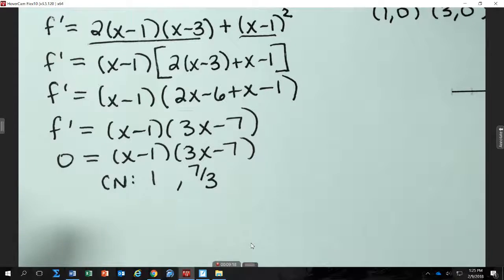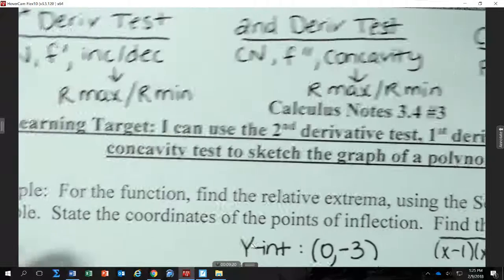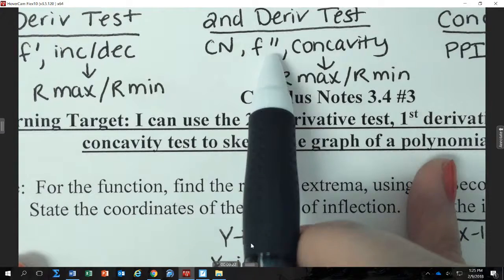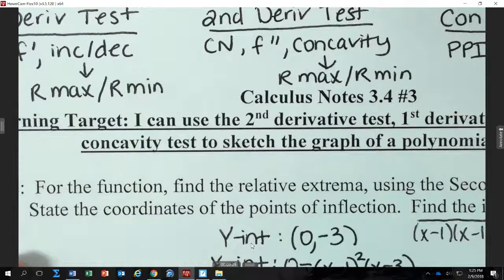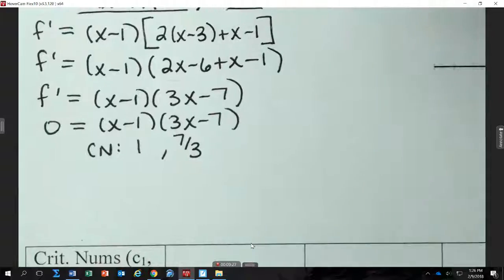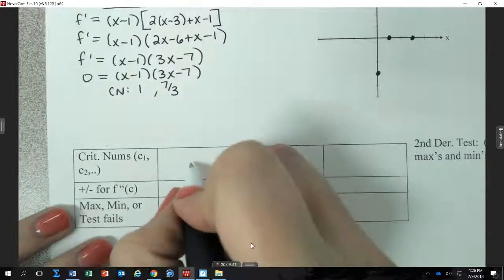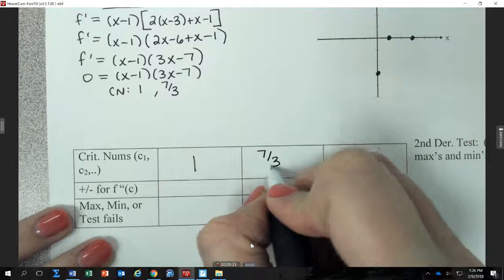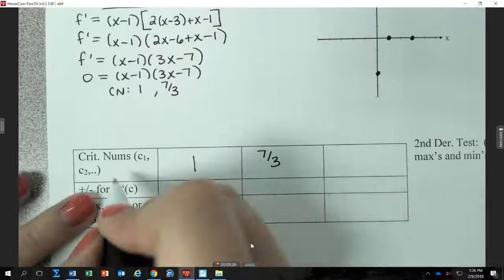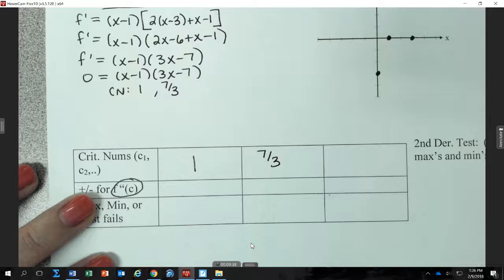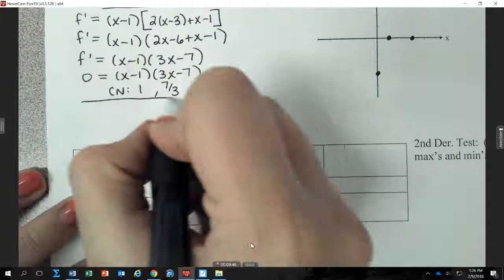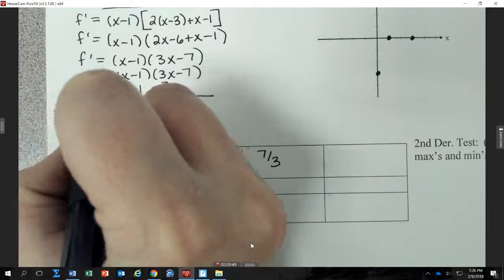Okay, so for the second derivative test, I'm going to find my critical numbers, and then I'm going to plug my critical numbers into my second derivative. Okay, so down here in my chart, I'm going to use the critical numbers 1 and 7/3, and I'm going to plug them into my second derivative. Right? So I need to know what my second derivative is in order to plug them in. So now let's go ahead and find the second derivative, f double prime.